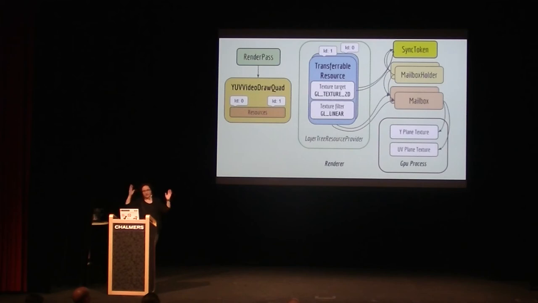So if you have a tab and you have many videos, then you might have many other kinds of resources in that web page. They will all be put into this layer tree resource provider. And when the actual rendering happens, that's where it's going to fetch them from. So what it will do here is create what is called a YUV video draw quad and attach it to something it calls a render pass. And a render pass just has lots of these quads, basically squares that know how to paint themselves somehow.